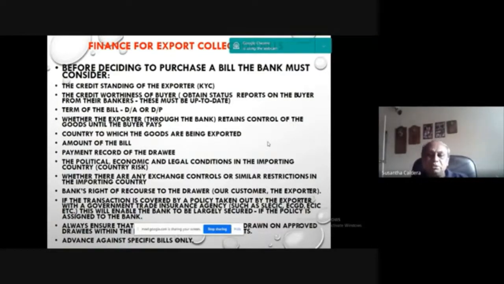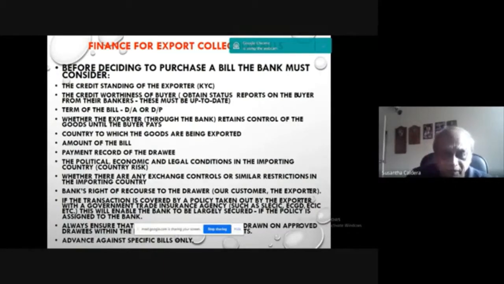Bank's right of recourse to the drawer, our customer, the exporter. Right of recourse means whether we have recourse to the drawer. If something goes wrong and we don't get the money, we should be able to debit the exporter's account and collect the money. Right? If the transaction is covered by a policy taken out by the exporter with the government trade insurance agency, like a bank guarantee, that's very good. We are going to discuss the guarantees later. Then you can understand more.